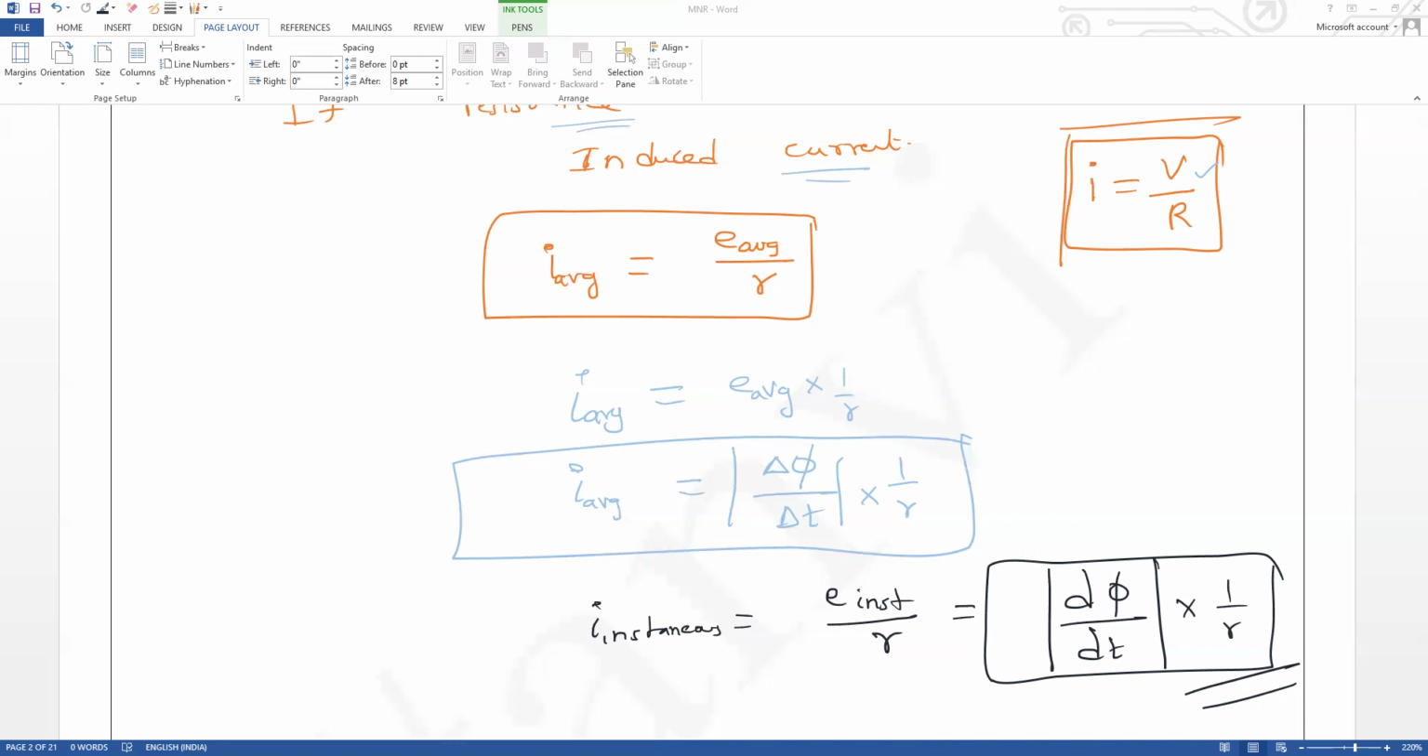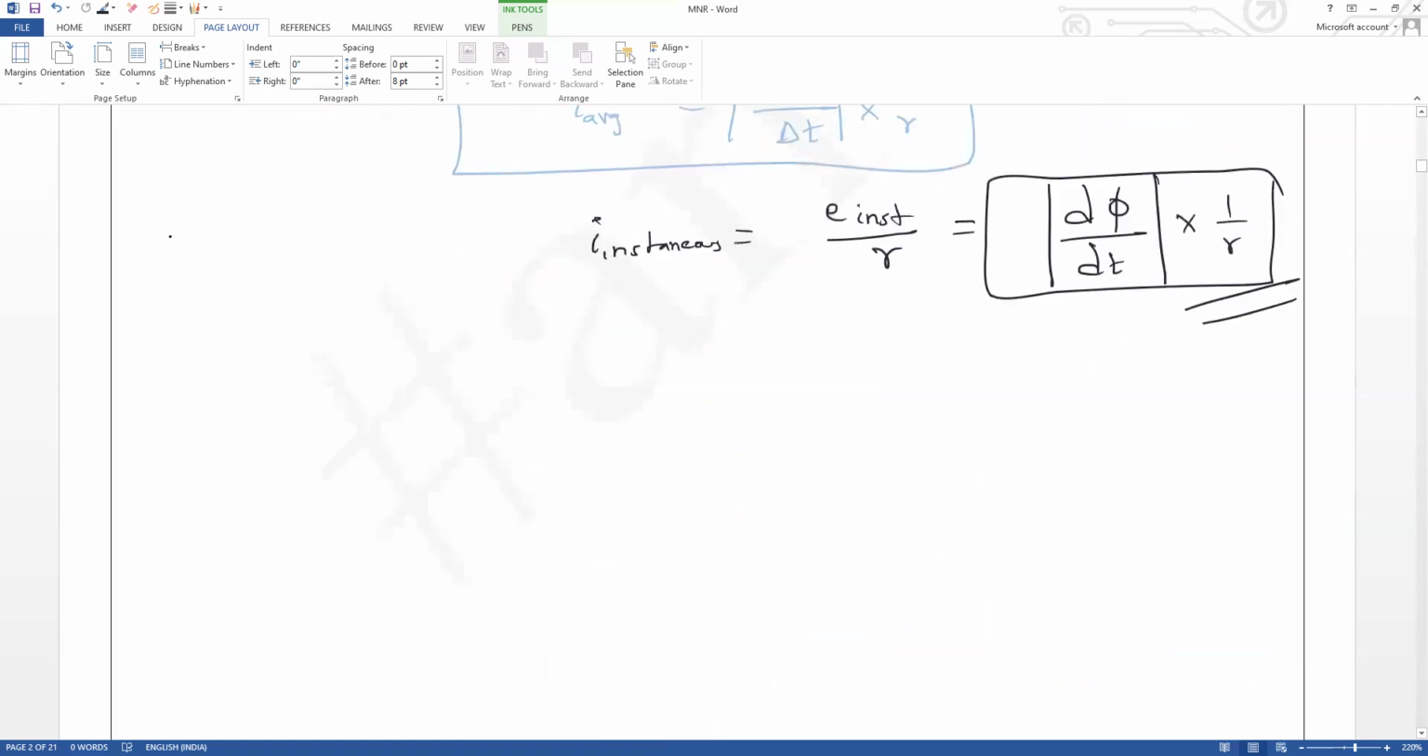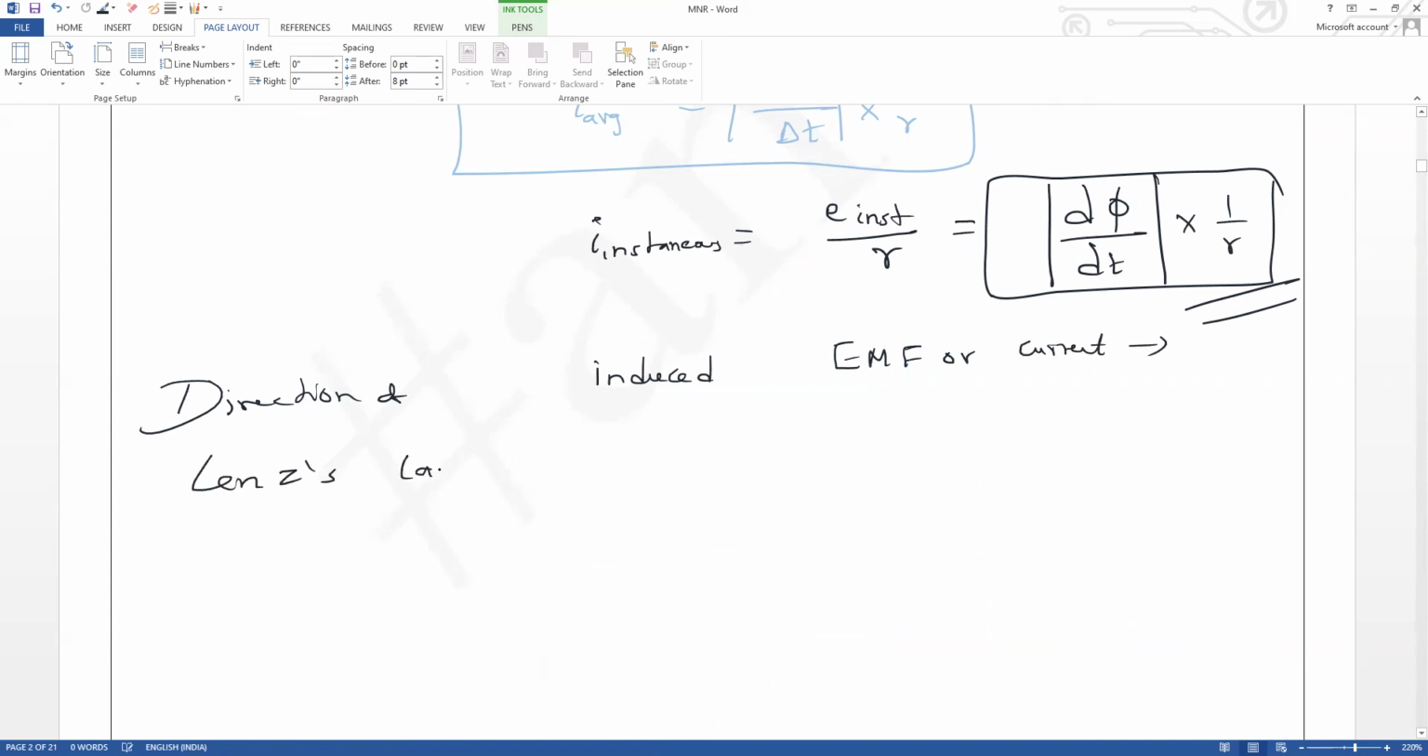Any doubt? So proceed now. Is it visible, guys? Please respond, everybody. So write: direction of induced EMF or current. What is the law we'll use, everybody? Lenz law. Okay. Have you studied anything about this Lenz law?